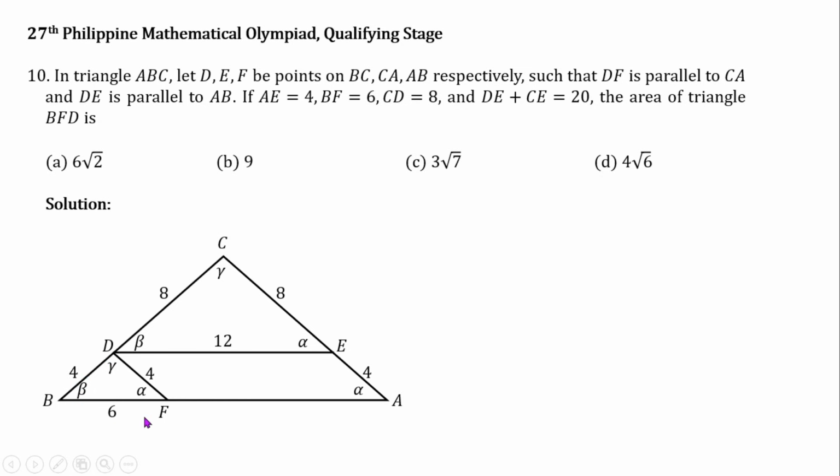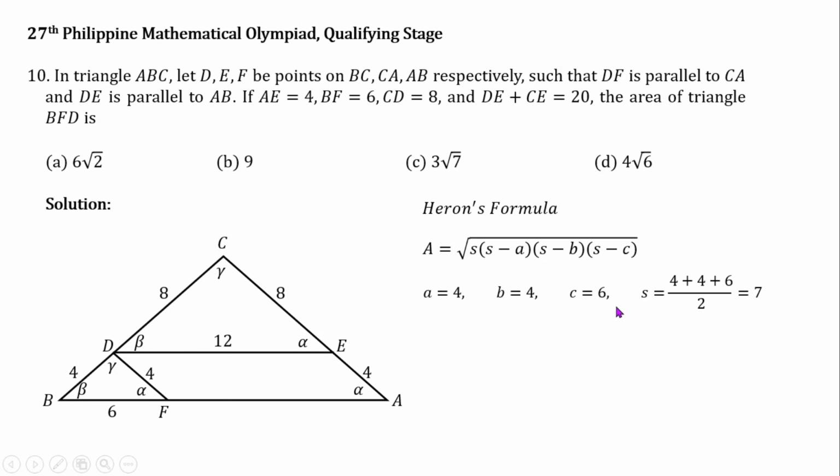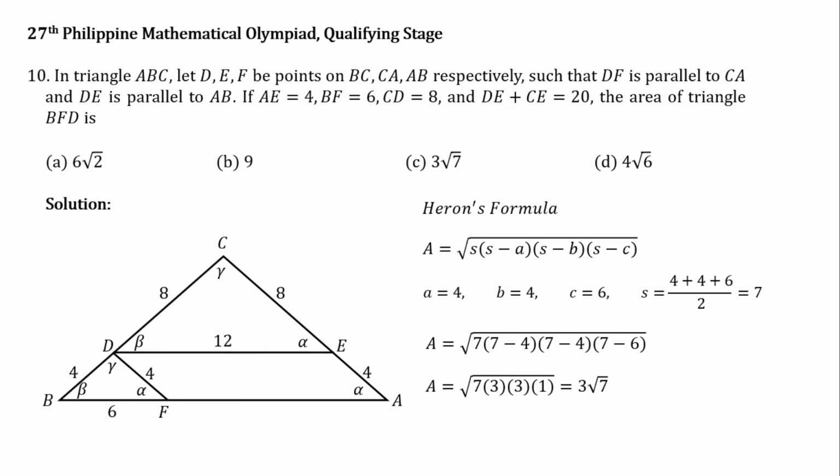Since the three side lengths are given, we can just use Heron's formula given by A equals the square root of S times S minus a times S minus b times S minus c, where S is the semi-perimeter and a, b, and c are the side lengths of the triangle. So with side lengths 4, 4, and 6, the semi-perimeter is 7. Now we just have to substitute these values in the formula to get this radical expression. And by simplifying, we get the area of 3 square root of 7. And so the answer is letter C.